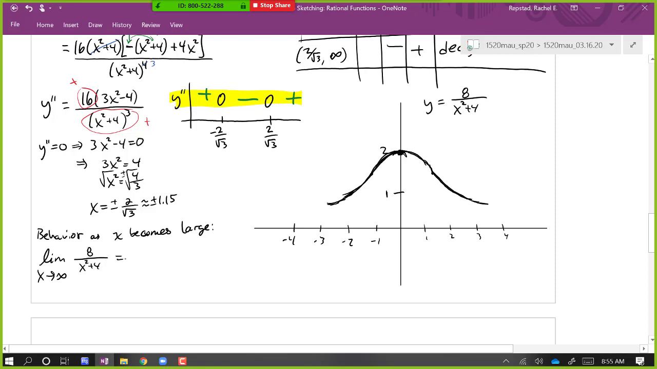As x gets really large, what happens to 8 divided by x squared plus 4? Sorry, yeah, so this limit is 0. We took the limit, we got a constant, right? In this case, that constant is zero. So that means that y equals zero is a horizontal asymptote. So that means that as x gets large, this thing just keeps approaching the x-axis. And it looks something like that. Pretty rough sketch, but we have an idea of what the behavior is like.